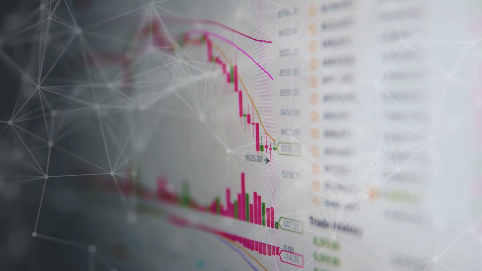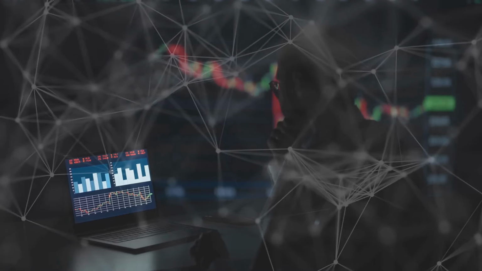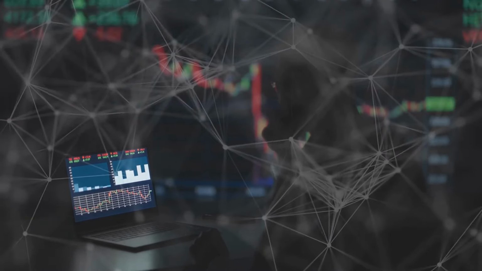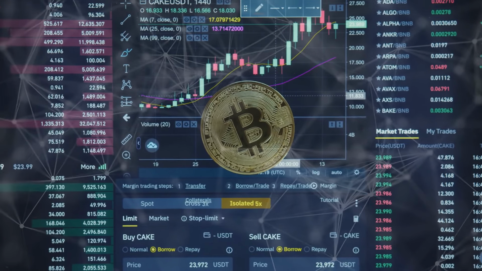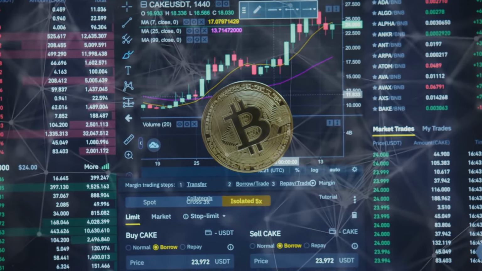Section 3. Volume Analysis, Confirming Trends and Patterns. Volume analysis is a critical component of technical analysis, providing insights that are not available through price data alone. Volume refers to the number of units traded during a specific time period and is often displayed as vertical bars at the bottom of a chart.